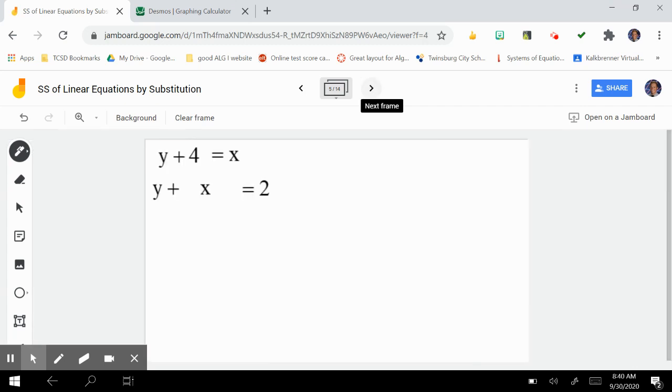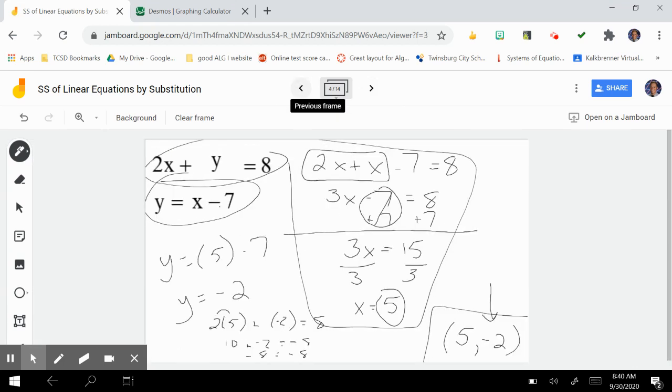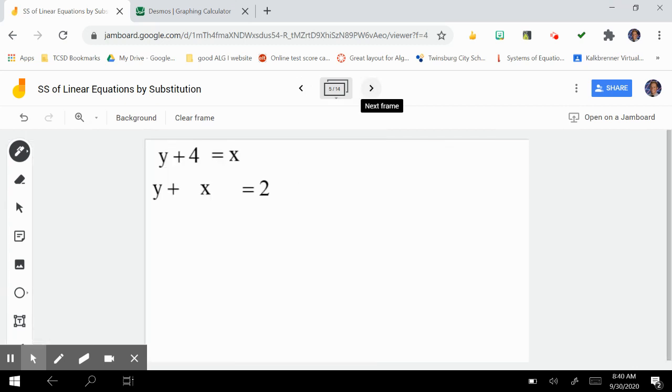Let's try it again. Here, again, step 1 is to work smarter, not harder. Is one of those equations solved for a variable? y plus 4 equals x. Well, that sounds like it's equal to x, right? y plus x equals 2. That one's in standard form. So now, last time we had y solved for in the second equation. This time, we have the top equation solved for x. So it doesn't matter which variable we choose.